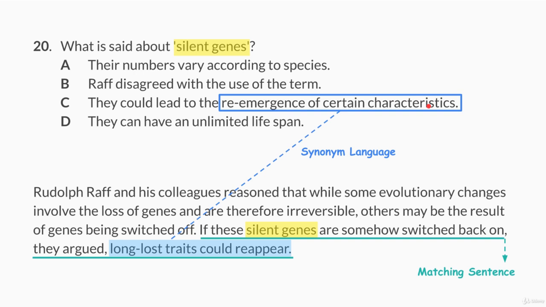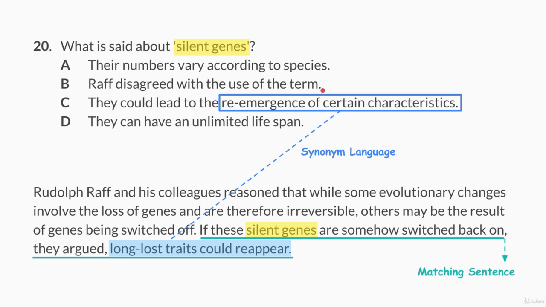I have not really found other keywords. I do see something about Raff here. I can go ahead and read this. Why not? Rudolf Raff and his colleagues reasoned that while evolutionary changes involve the loss of genes and are therefore irreversible, others may be the result of genes being switched off. Does it say anywhere that Raff disagreed with the use of the term?